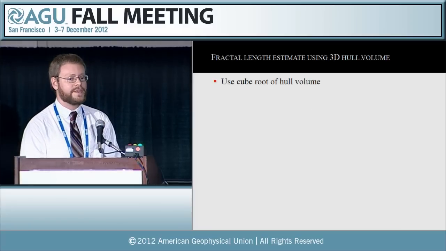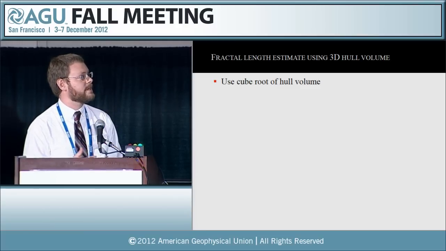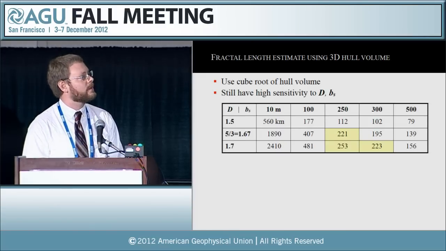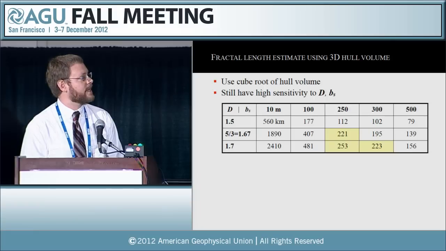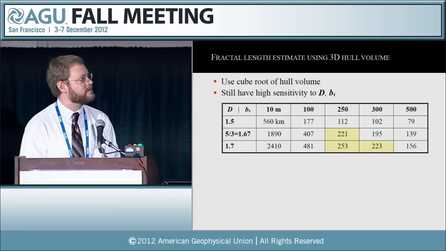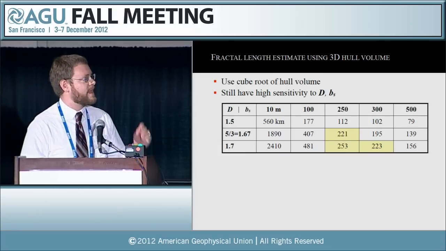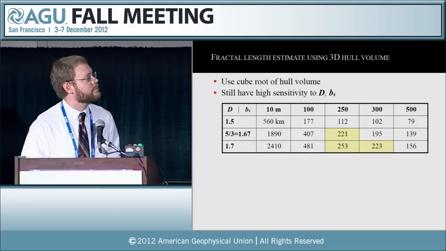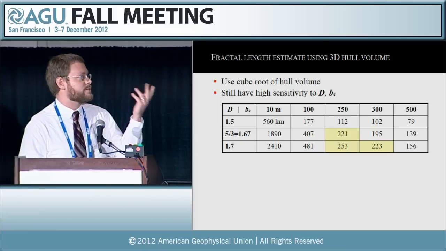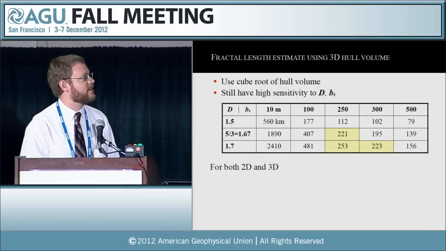We could also do this with the three-dimensional volume. We're not restricted to area, so we'll just use the cube root of the convex hull volume. Again, it's still a power law relationship. But again, at 250 or 300 meter box size and some of the larger values of dimension, you can get a ballpark estimate that matches the other estimation approaches. Of course, you could use a smaller fractal dimension, and then you just have to use a smaller box size to get the value that you might try and target.